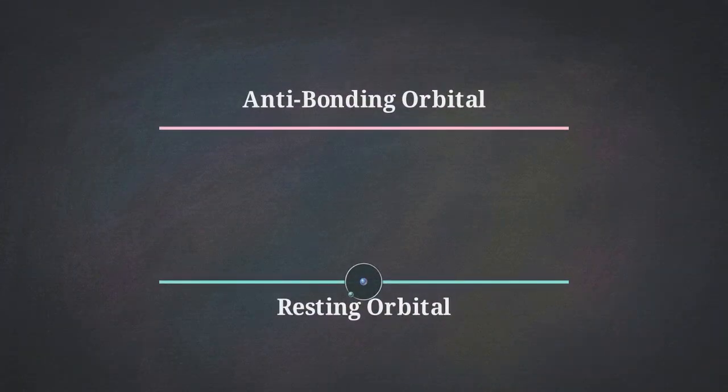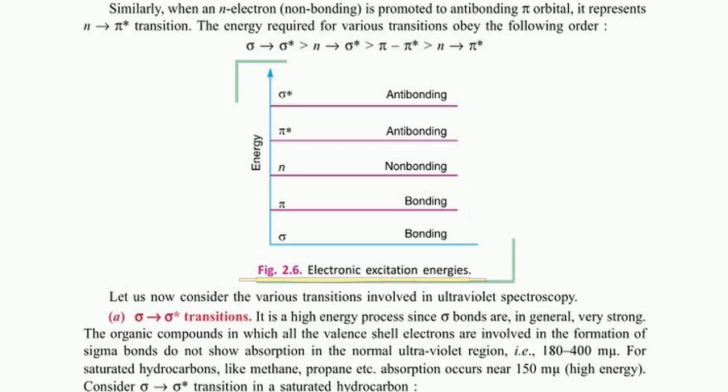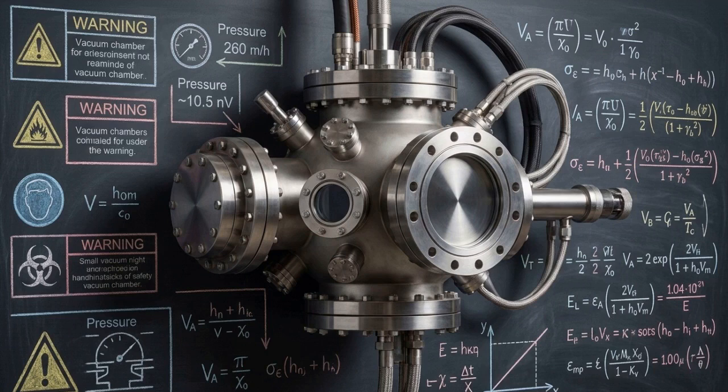An electron absorbs the photon's energy and jumps from its stable, resting orbital into a higher energy excited state, known as an antibonding orbital. These electron jumps require very specific amounts of energy depending on the bonds involved. For instance, breaking an electron out of a tough single sigma bond, a sigma to sigma star transition, requires a massive vertical leap in energy.